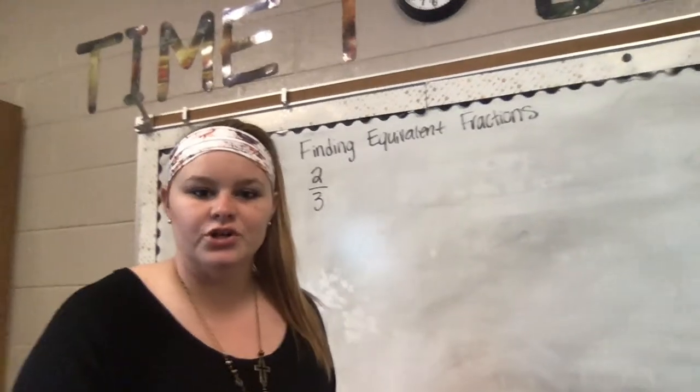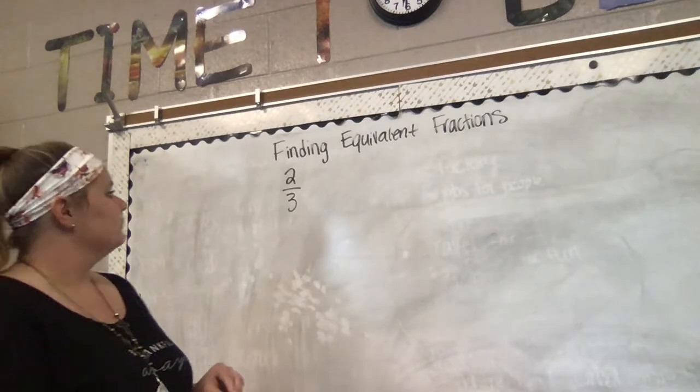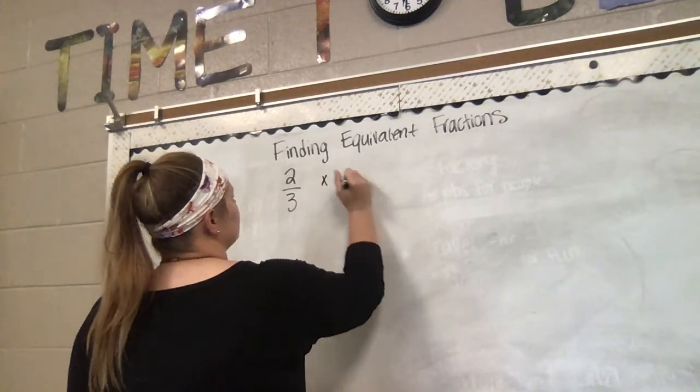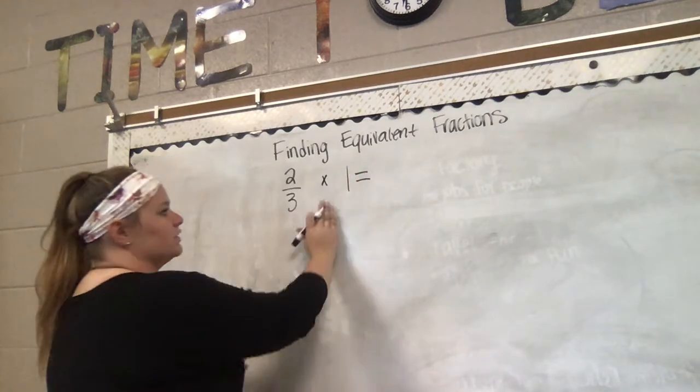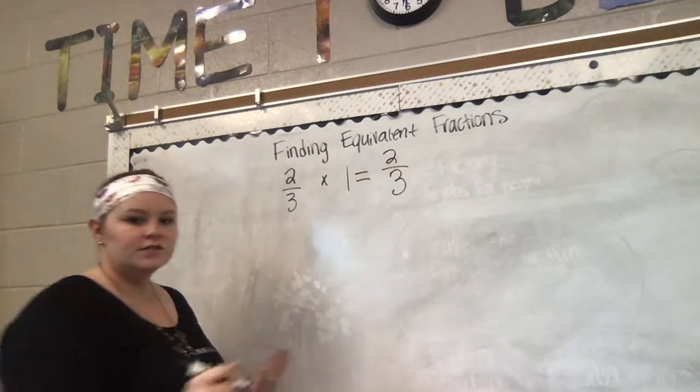So in this video, I'm going to show you how to make equivalent fractions. And so I'm just going to start by showing you that if we multiply anything by 1, it is itself. So 2/3 times 1. I'm saying one group of 2/3 is 2/3.